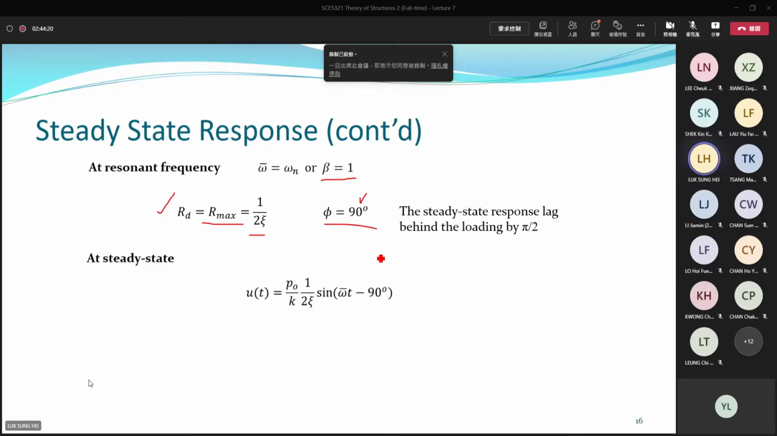At steady state, the displacement can be rewritten in this format. RD is equal to 1/(2 times damping ratio). Phi is equal to 90 degrees, or you may use radians if you like. The displacement amplitude is equal to the constant part, P over k, times 1/(2 times damping ratio). These are some equations that you may use at resonance. Or maybe you can use the general one, the one that I showed you before, and put beta equal to 1.